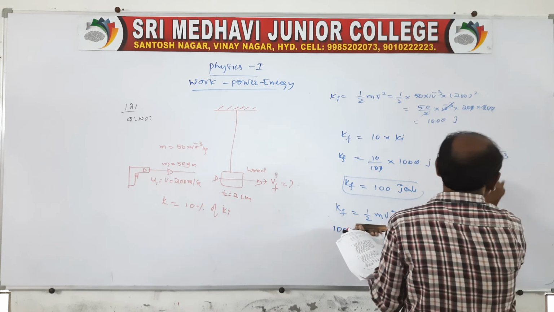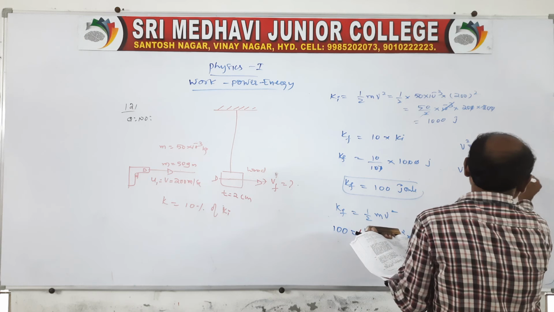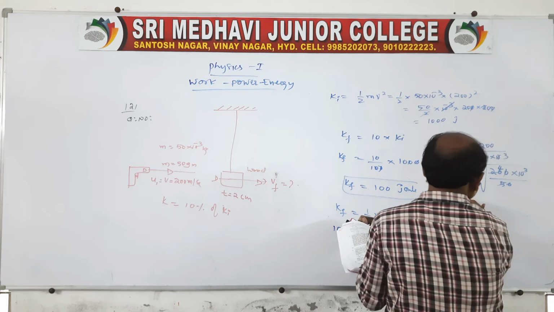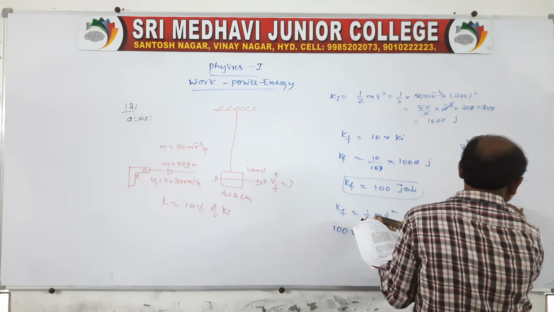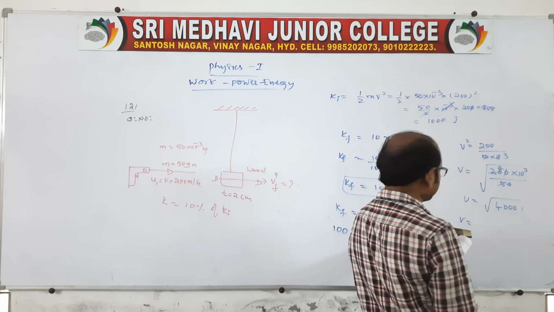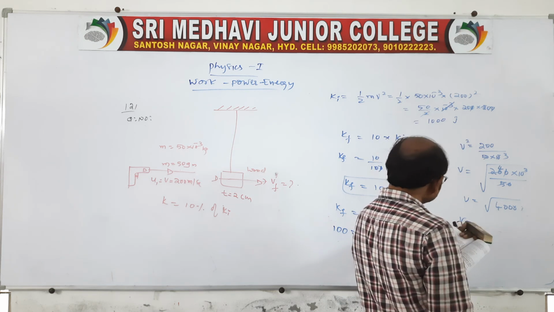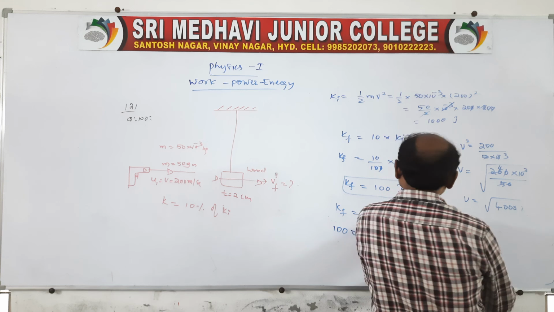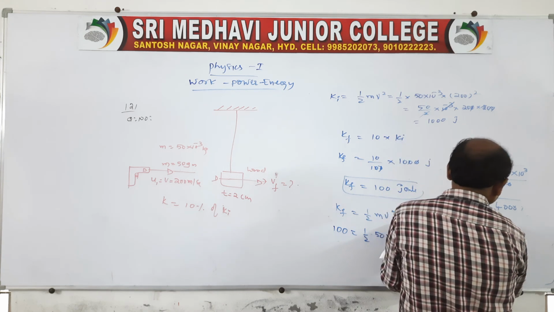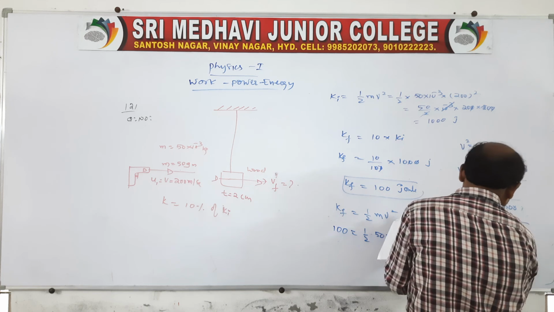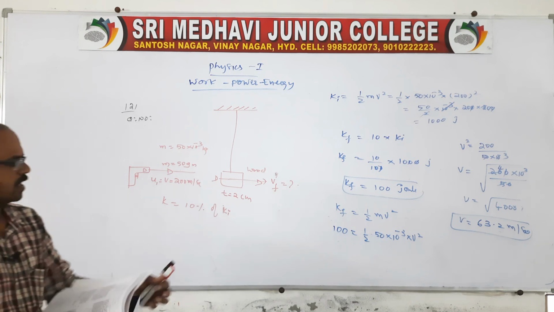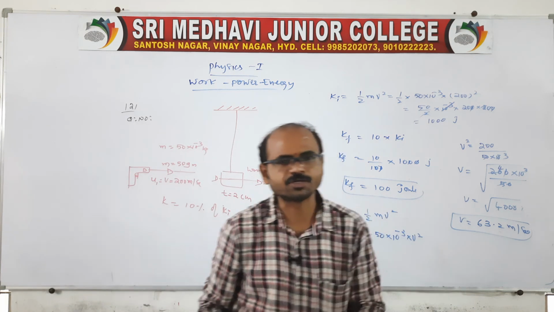So v is equal to root over 200 into 10 power 3 by 50, which is approximately root 4000. Approximately we may get around 63.2 meter per second. The bullet emerging out from the wood log has v equal to 63.2 meter per second.